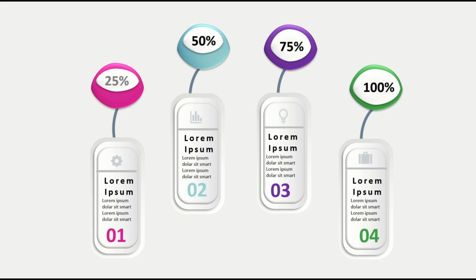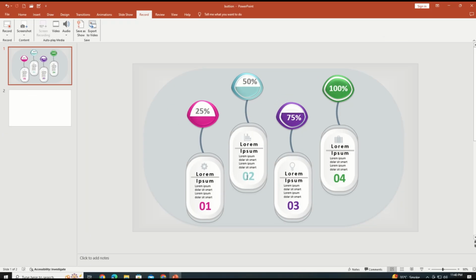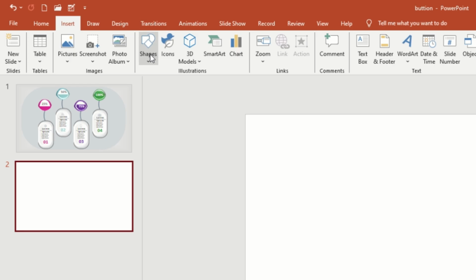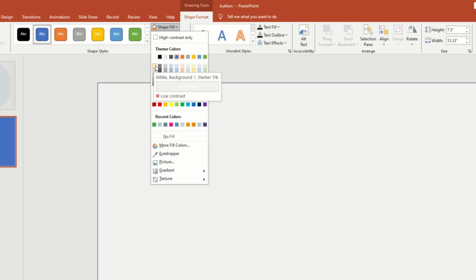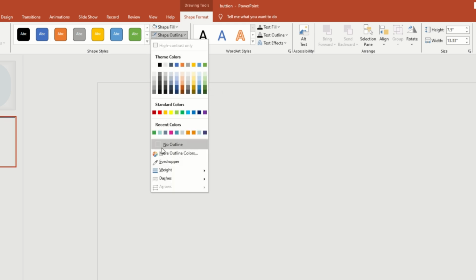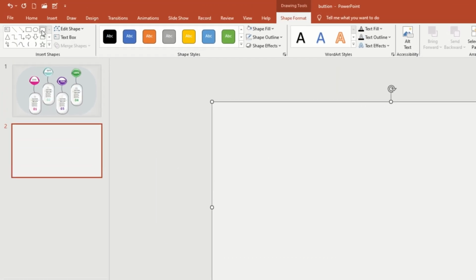So this is an amazing infographic. Do you want to know how to make it? Let me show you. Go to Insert tab and add a rectangle onto the entire slide. Change its color and there you go. Remove its outline as well.